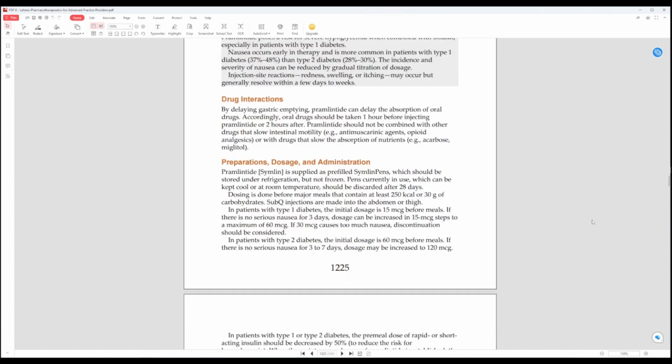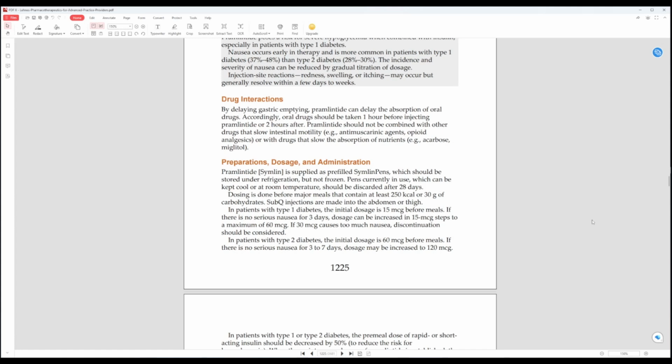Its drug interactions, therefore. By delaying gastric emptying, pramlintide can delay the absorption of oral drugs. Accordingly, oral drugs should be taken 1 hour before injecting pramlintide or 2 hours after. Pramlintide should not be combined with other drugs that slow intestinal motility, such as antimuscarinic agents and opioid analgesics, or with drugs that slow the absorption of nutrients, such as acarbose or miglitol.